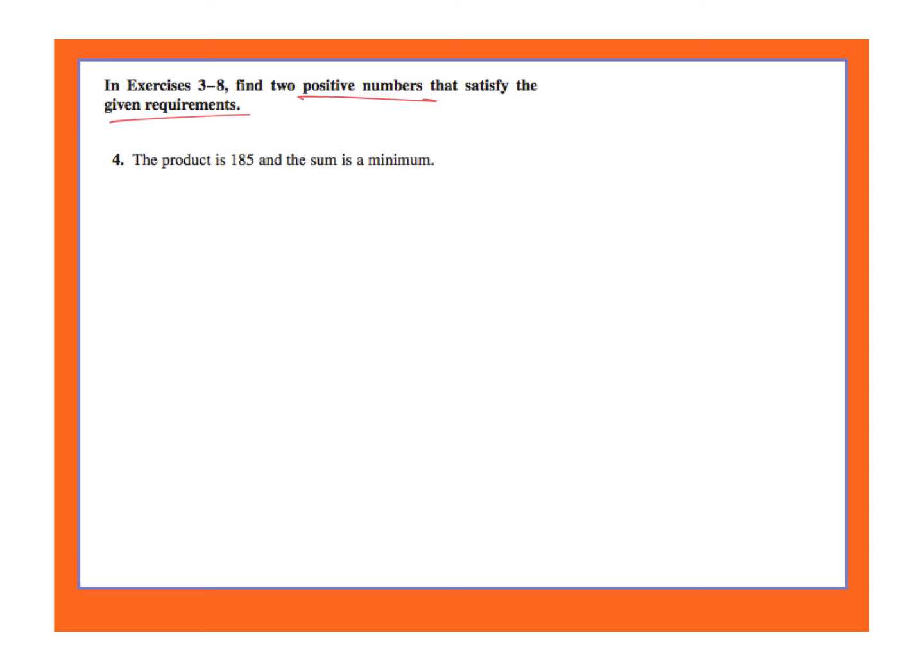So what would that equation be? A times B. I'm going to use X and Y. So X times Y equals what? 185. The product of those two is 185. Whenever you see "is," that's an equal sign. And the sum is a minimum. Well, what is the sum? I'm going to say S, the sum, is equal to X plus Y.